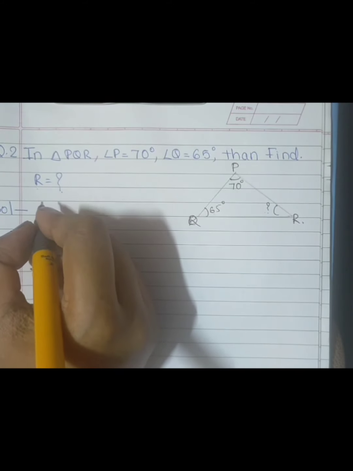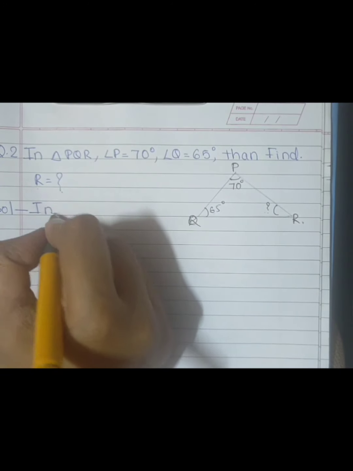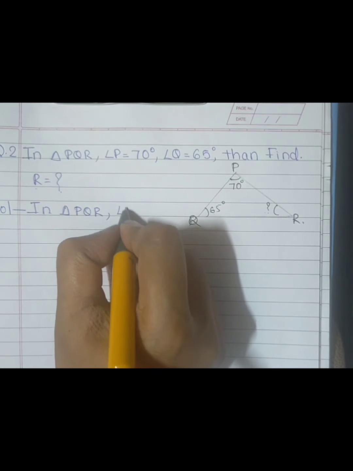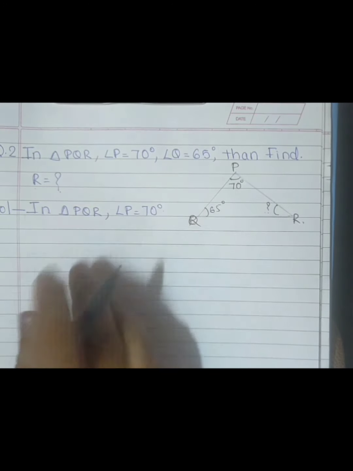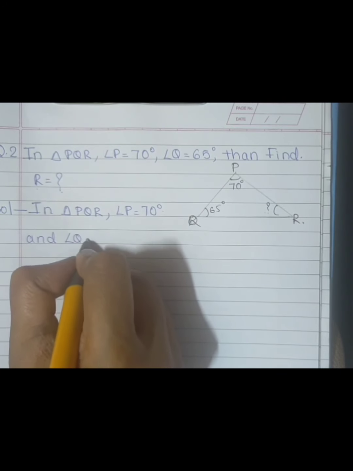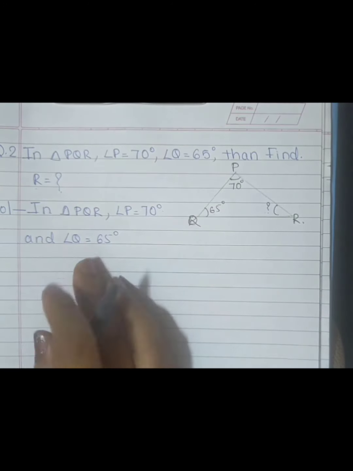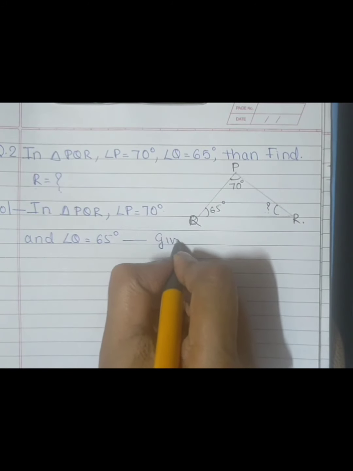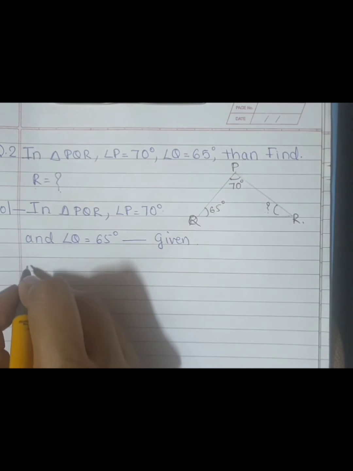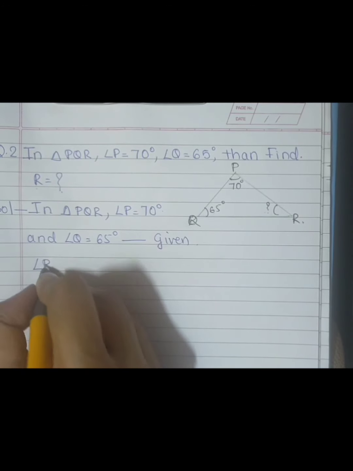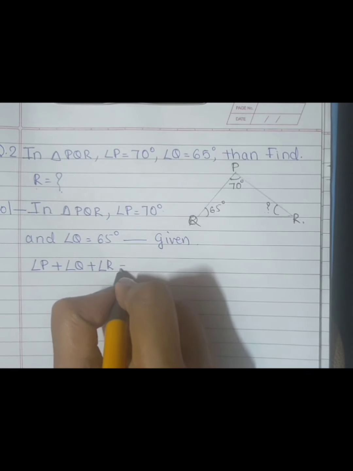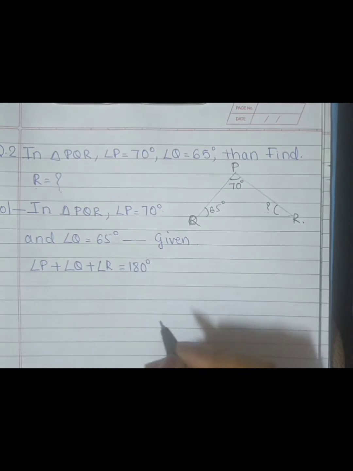So what is given? In triangle PQR, angle P is equal to 70 degree. It is given, and angle Q is equal to 65 degree. This is also given in the question itself. So we have to find the value of R. So here we are going to write angle P plus angle Q plus angle R is equal to 180 degree.